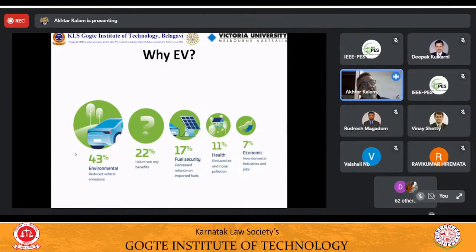Many of the people are concerned with health, and that's why they wanted an electric vehicle. Others, 7%, thought it was an economically good decision because they think that the domestic industry and jobs will grow. So that was the choice.